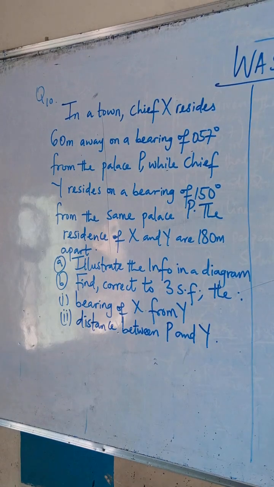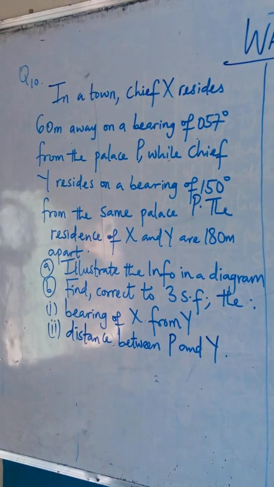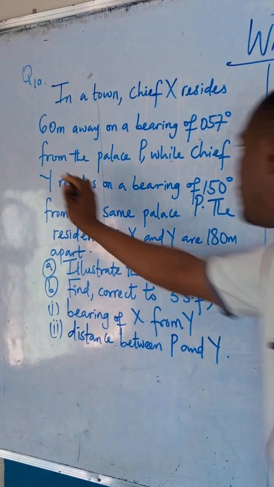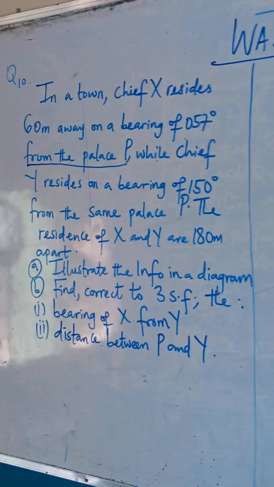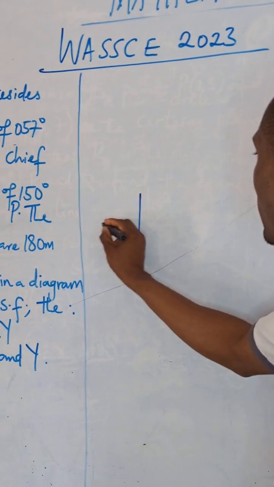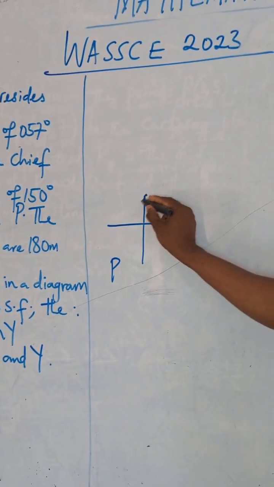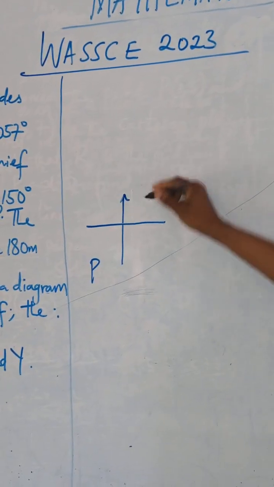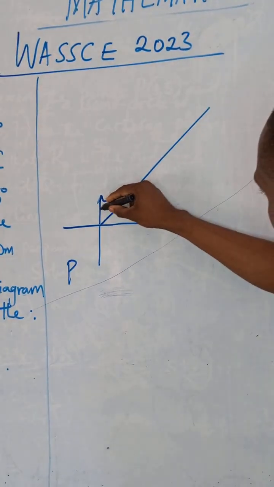In a town, Chief X resides 60 meters away on a bearing of 57 degrees from the palace P. When you're talking about bearing, you consider the "from", where the bearing will start from. So it means that I'm starting my diagram from the palace P. So this is P, the four cardinal points for P. This is the North Pole. 57 degrees should fall around here.